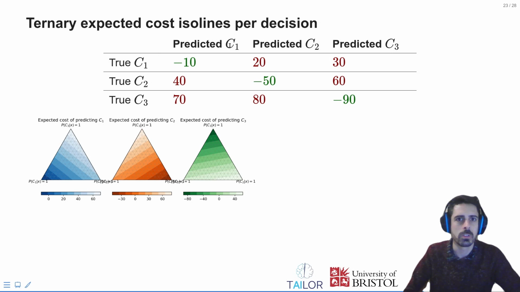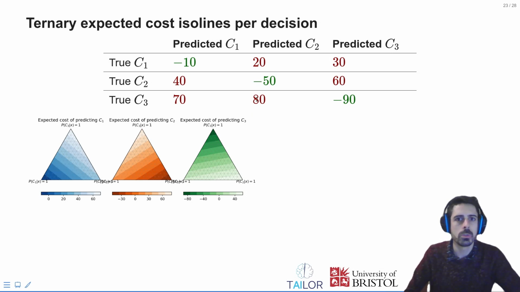Predicting class 1 corresponds to this column, and this -10 is the cost that we will have if we predict class 1 when the true class is class 1, and this corresponds to the posterior probability of class 1 given x being 1, given that we are predicting class 1. This is basically this value, -10.